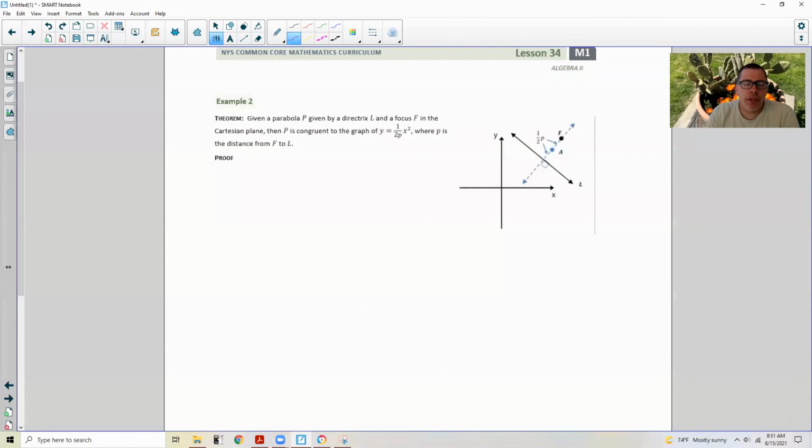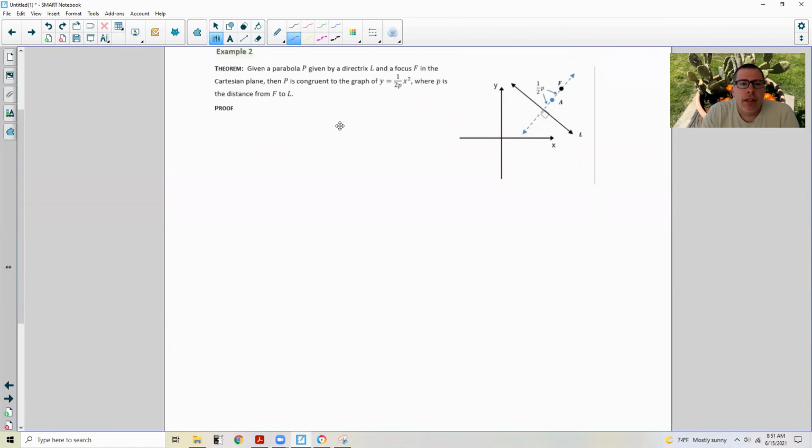Okay, page 5 brings us to example 2. It's a proof. And it says, theorem: given a parabola P, given by the directrix L and a focus F in the Cartesian plane, then P is congruent to the graph of y equals 1 over 2p times x squared, where p is the distance from F to L. So we have a proof that we're going to draw. So here's the diagram off to the side here.